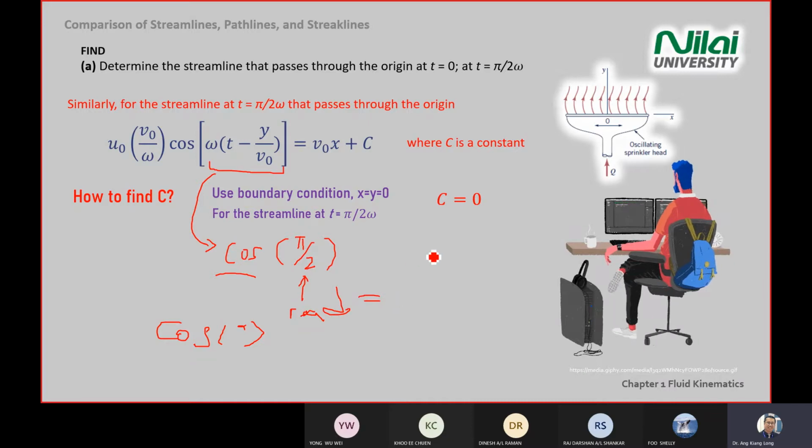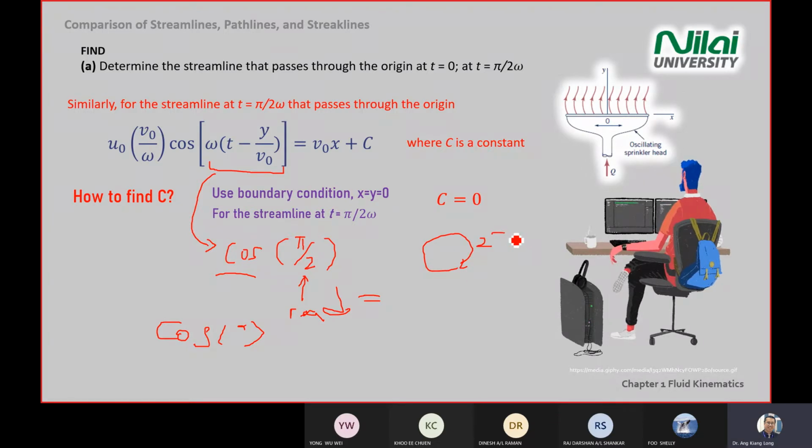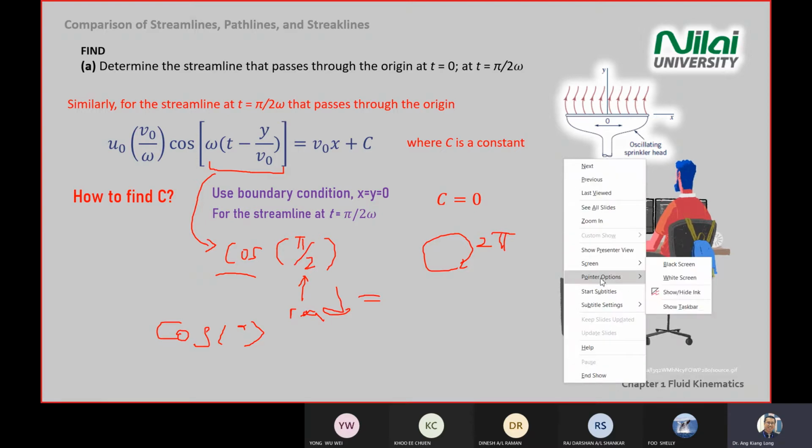Pi over 2: you know that 360 degrees equal 2 pi. So half is 90, correct. Pi over 2 is 90. So cos 90 equal to 0. You have to understand the pi term, you need to change it to degree.